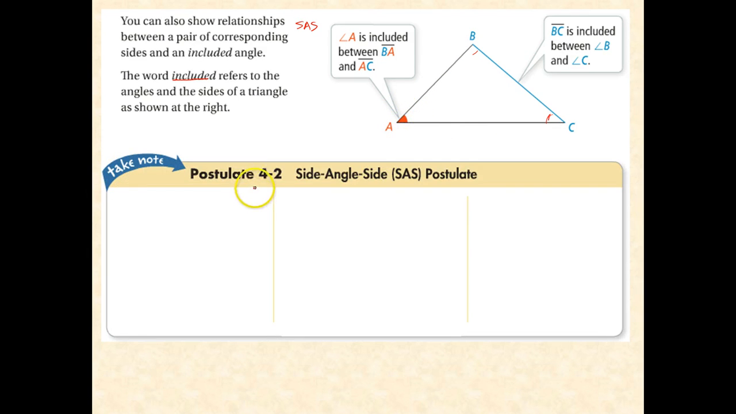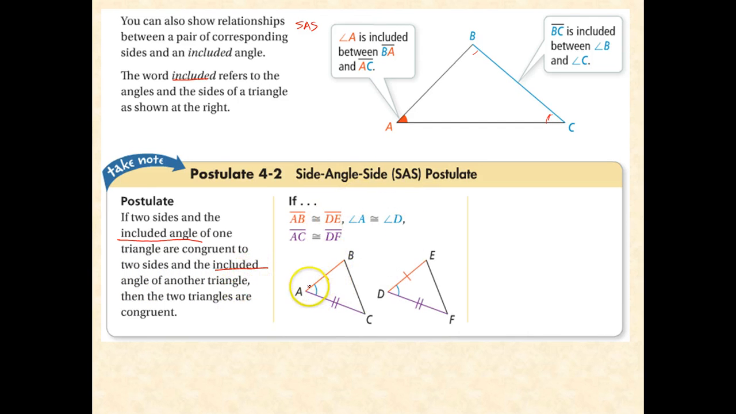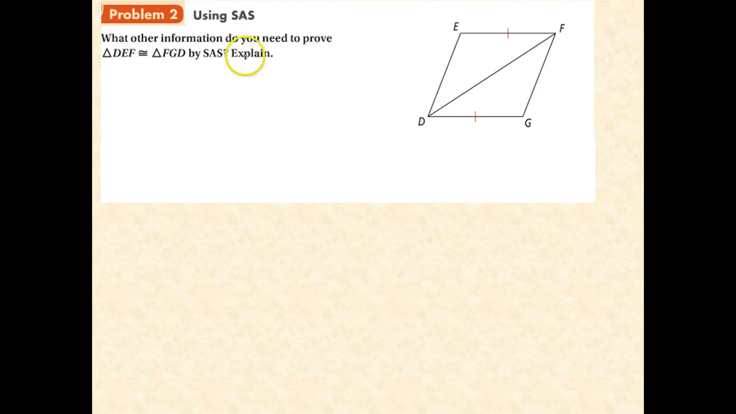So here is postulate 4.2, the side angle side postulate. If two sides and the included angle of one triangle are congruent to two sides and the included angle of another triangle, then the two triangles are congruent. So if we have AB is congruent to DE, angle A is congruent to angle D, and AC is congruent to DF, we have two congruent sides with the congruent angle in between them, then we can say that the two triangles are congruent. So let's do a proof using side angle side.